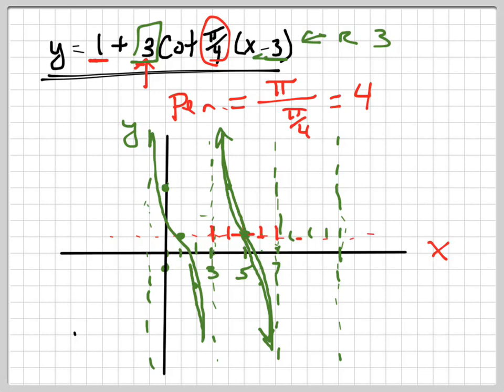And so your graph's going to look... Okay, that was bad. Try that again. Something like that. That's what your graph's going to look like. And it's going to do the same thing over here. Something like, I'll rough sketch it, etc. That's how you graph a cotangent graph.